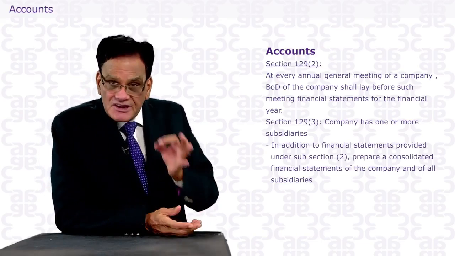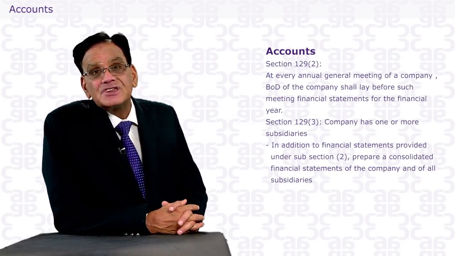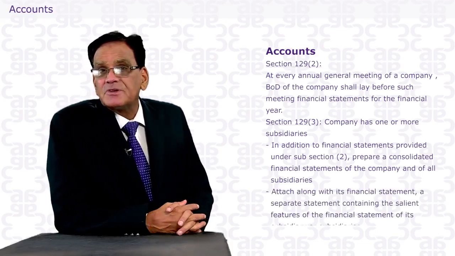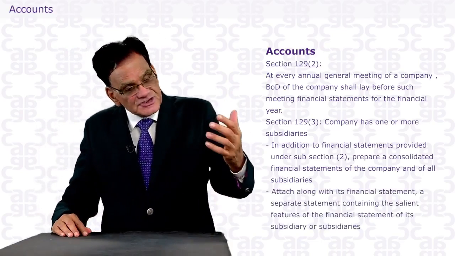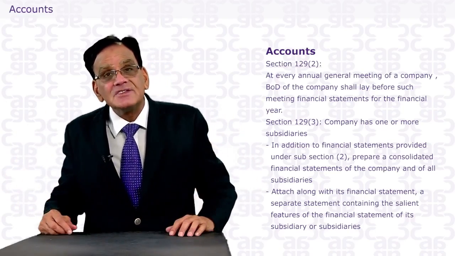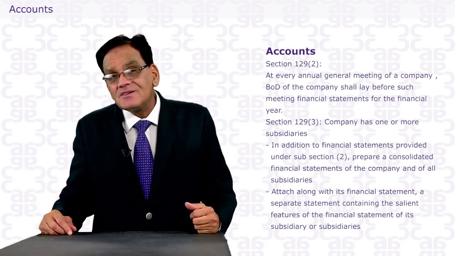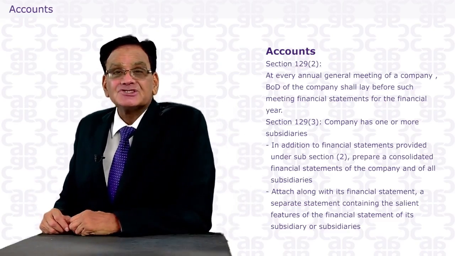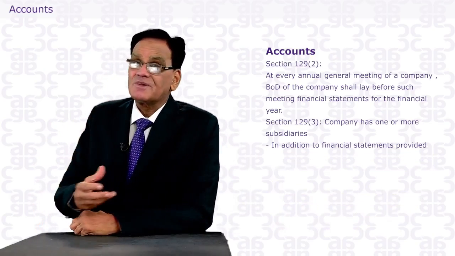Similarly, the financial statement of the company will be accompanied by the statement of salient features of the statement of the subsidiary as well. So you have the financial statement of the company. This financial statement will be accompanied by the consolidated balance sheet or consolidated financial results. And further, it should be accompanied by extracts of the statement of the subsidiary. So this is all the financial statement we have to keep.